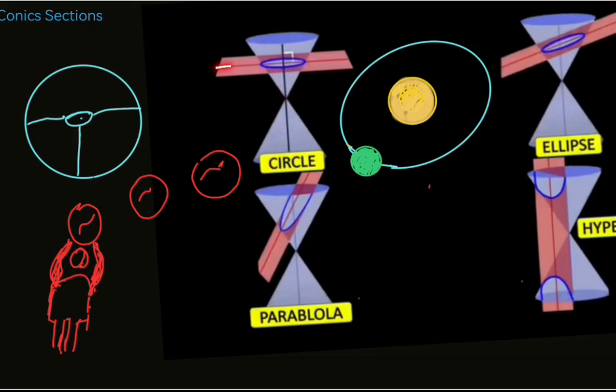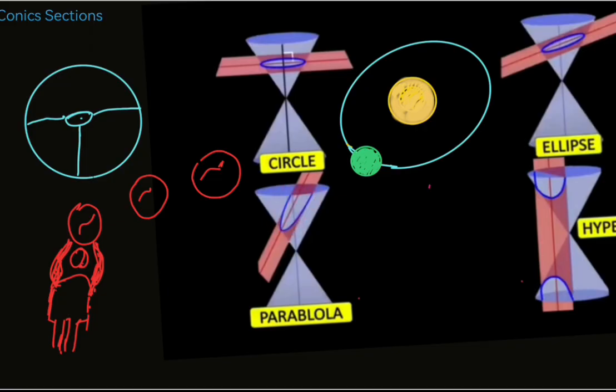When we cut this cone along the x-axis, it makes a shape that is a circle. When we tilt this plane a little bit upward and then cut the cone, it makes a shape that is an ellipse. If we tilt a little more and cut the cone, the shape obtained is a parabola.